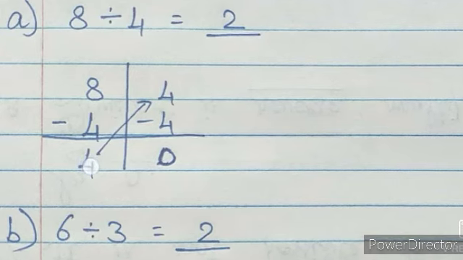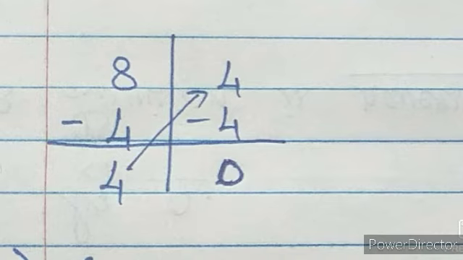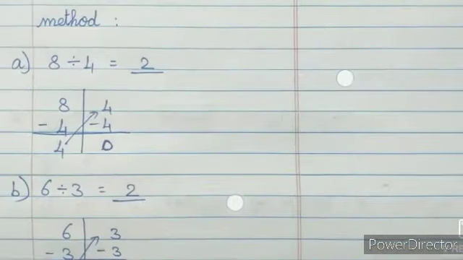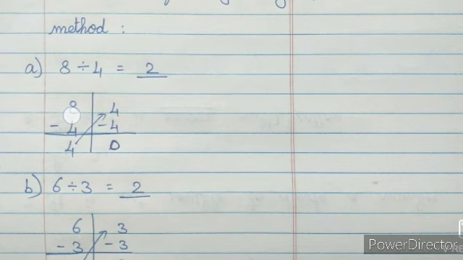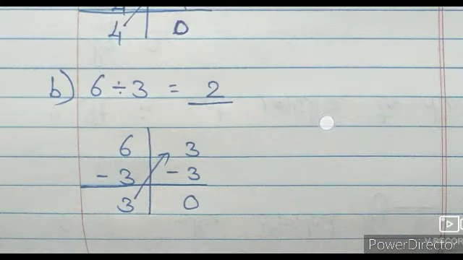So you take this 4 here. Now say 4 in the mind. Take 4 fingers before 4. 3, 2, 1, 0. So you got 0 as your answer. So how many times you subtracted now? 1 time, 2 time. So the answer is 2.